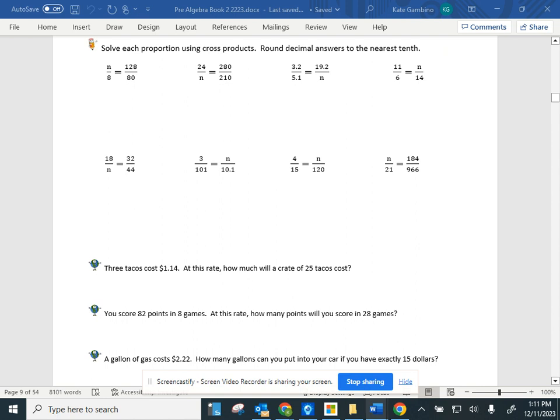Math packets, I'm going to be correcting the math packets that have been turned in. If you haven't turned it in yet, be working on those math packets.